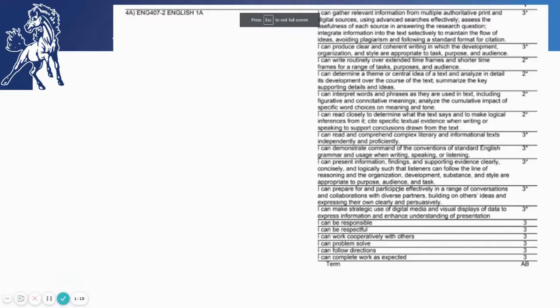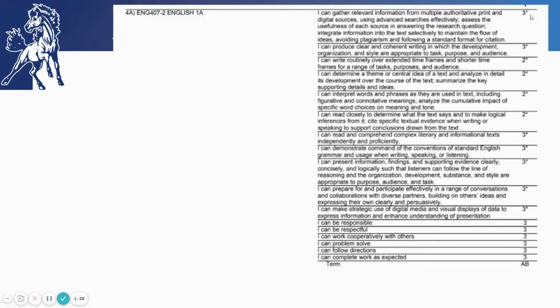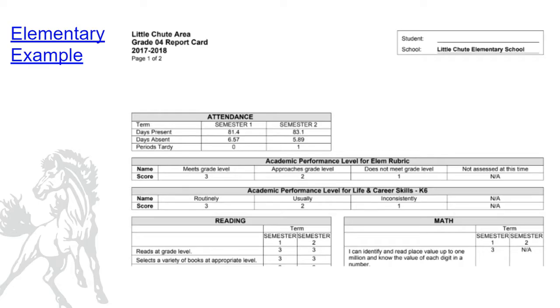Here's another example. This is what you will see in IC as well, where you see the standard and the score. In the end, these 3s and 2s are averaged to represent a letter grade. For elementary, the report card looks just a little different.